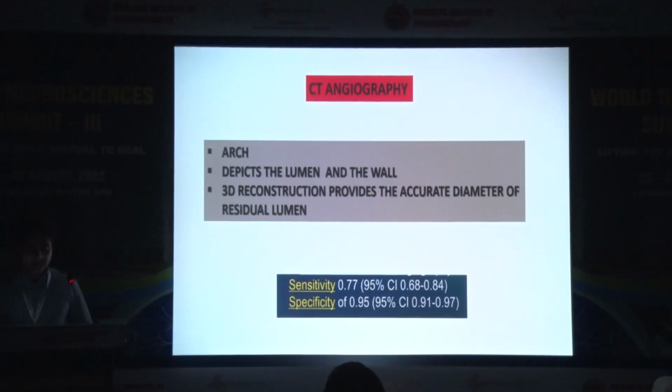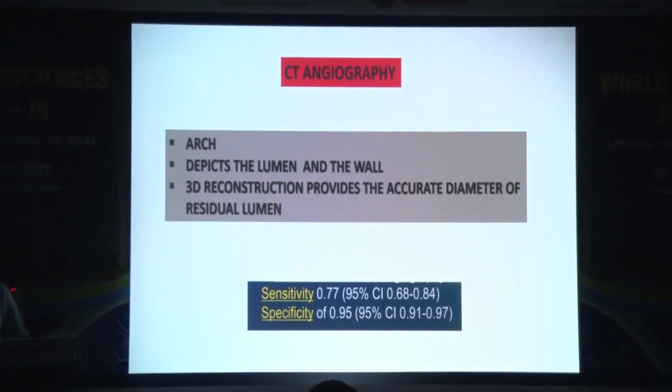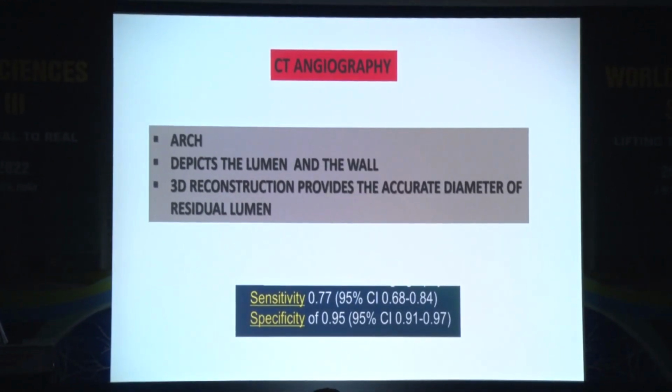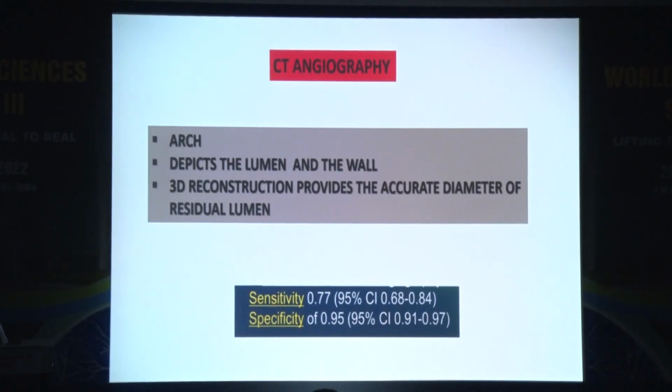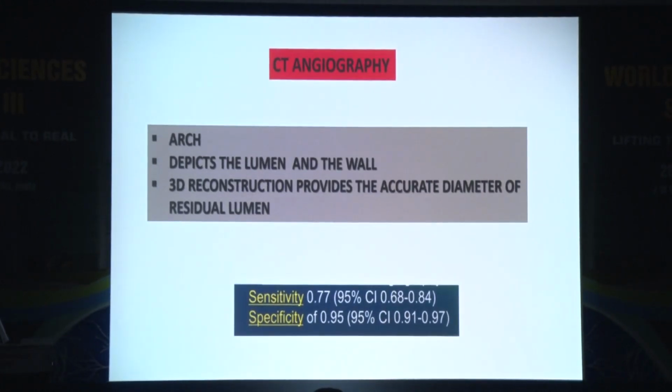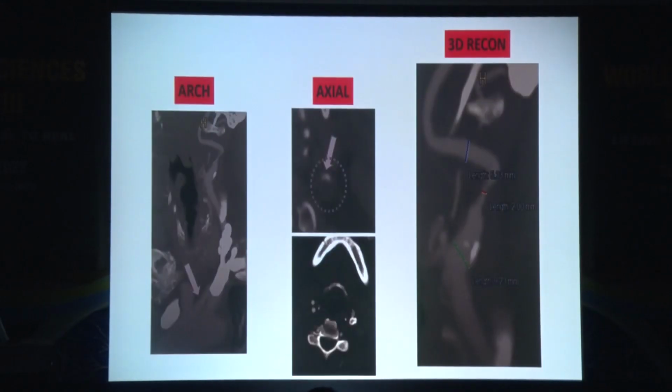It has an additional advantage. It depicts the arch morphology better, and it also depicts the lumen and the wall of the carotid artery. And the 3D reconstruction pictures actually provide the accurate diameter of the residual lumen. So, like in this case, we can see that the arch is bovine.